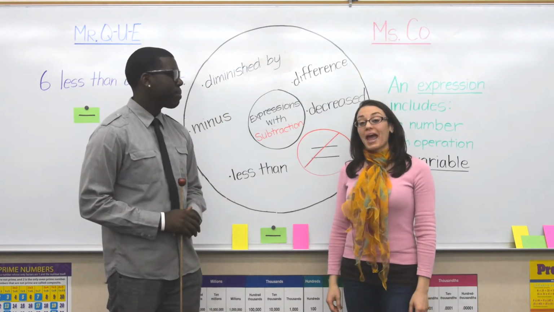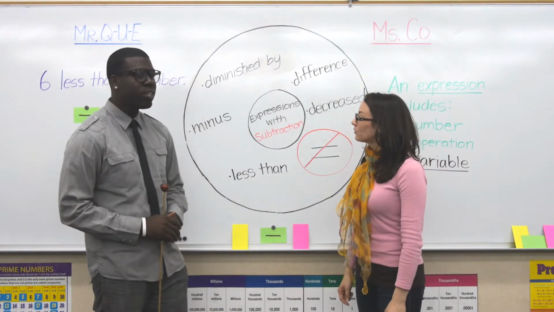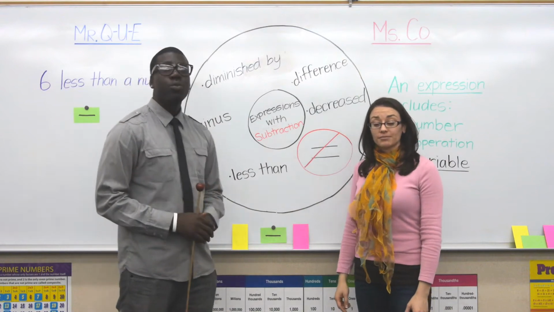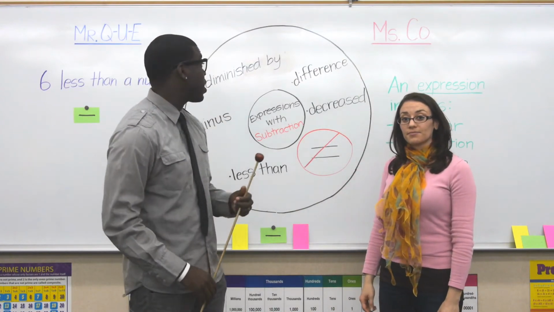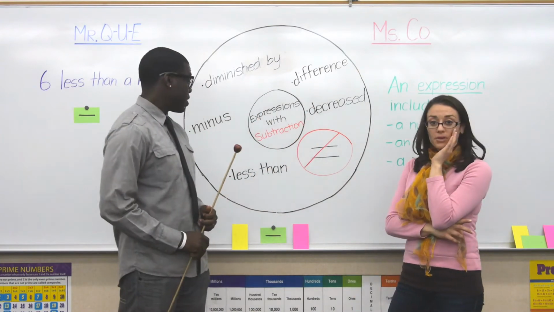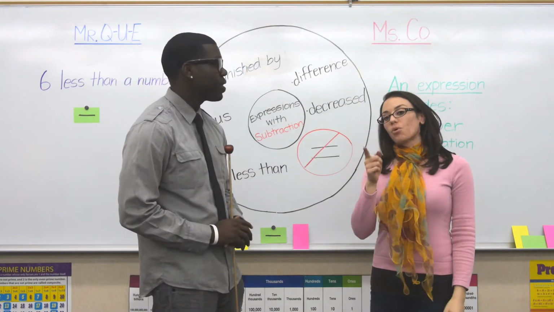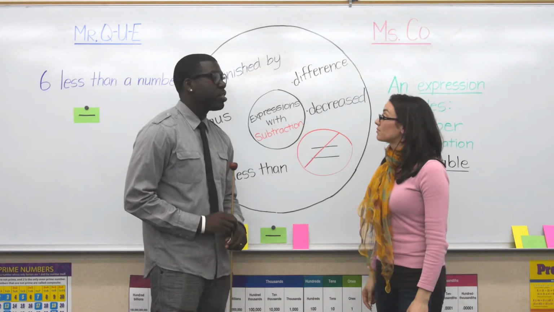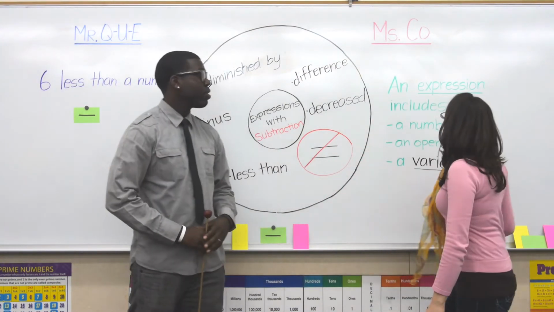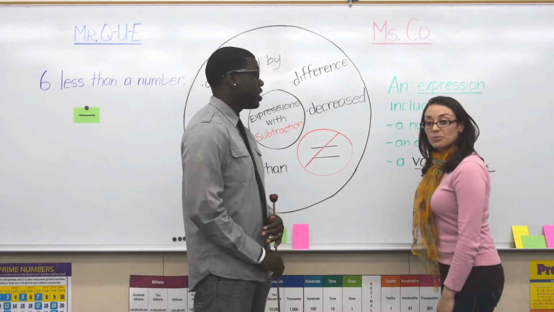Today we're going to learn about how to write expressions using subtraction. Hey, Mr. Q. Yes. Can you help me out? Okay, no problem. What are some keywords that we can use to indicate subtraction? Well, there are a few key words, but today we're going to look at diminished by, difference, decreased, decrease, less than, and minus, just to name a few. And what is the most important thing you need to remember about expressions? The most important thing is no equal signs. Also, an expression includes a number, an operation, and a variable.